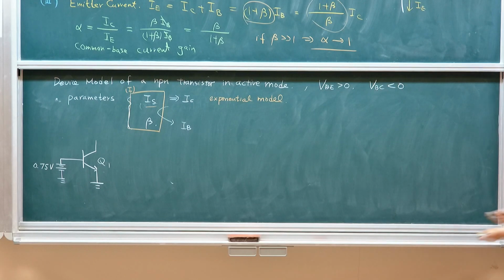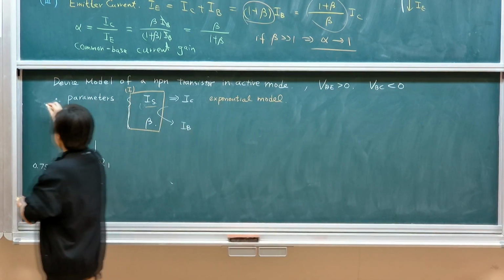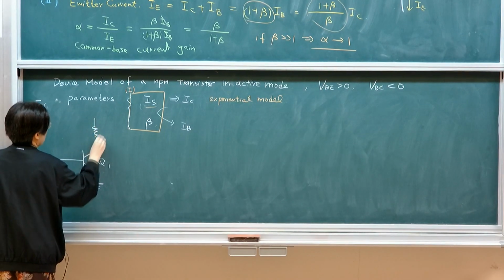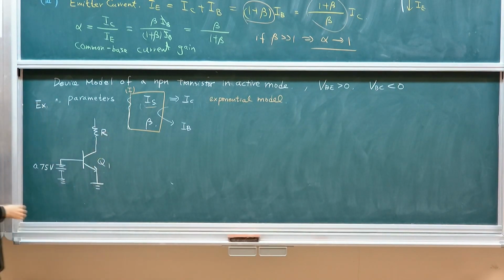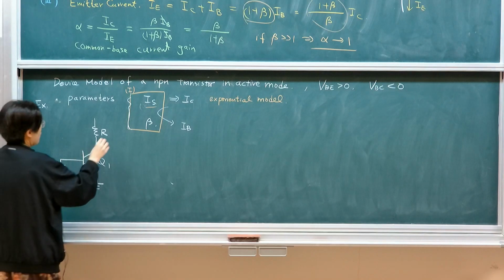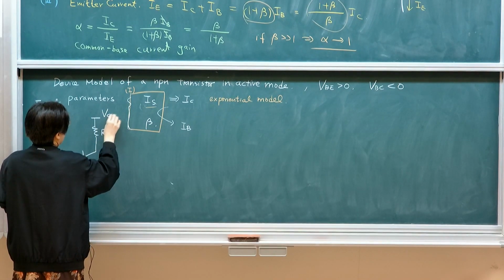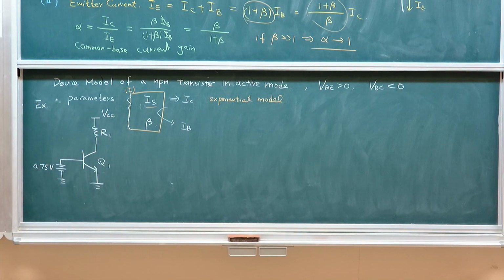Okay, so we go 1K. Okay, so this is an example of using the exponential model. I'm having a simple resistor on top, R1, and there will be a voltage. Let me just give you the convention once again.